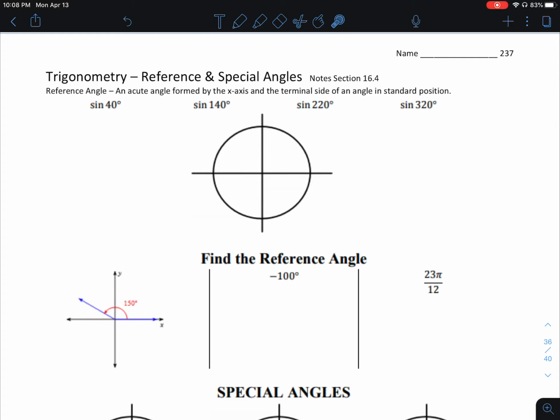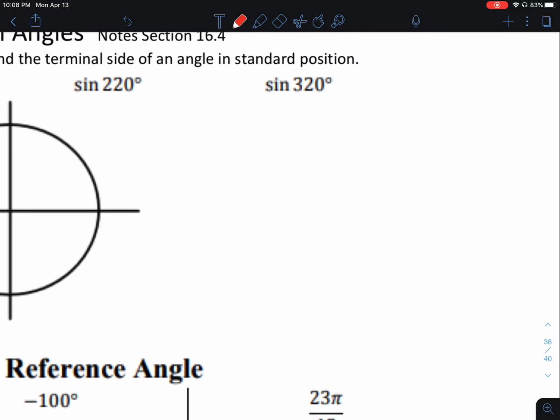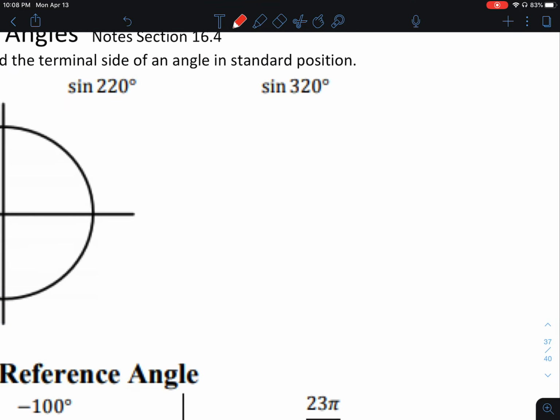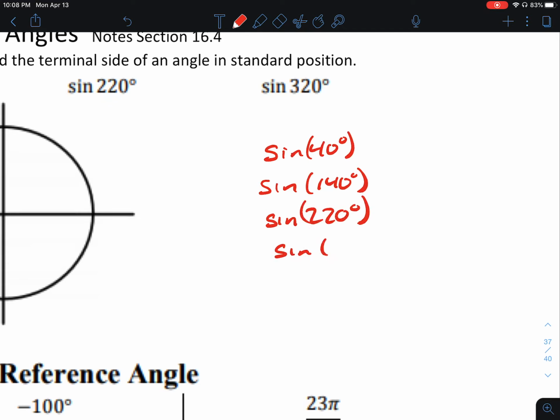If we were to put each of these into our calculator, you don't have to do it, you can just follow along with me. If we had sine of 40 degrees and sine of 140 degrees and sine of 220 degrees and sine of 320 degrees, here's what you would get if you put this in your calculator.